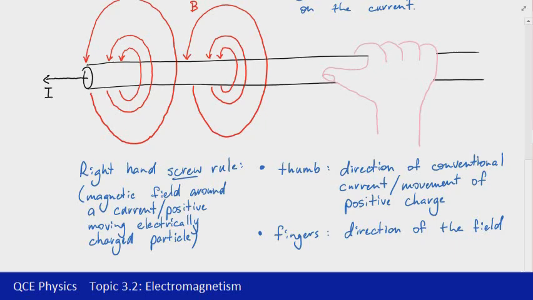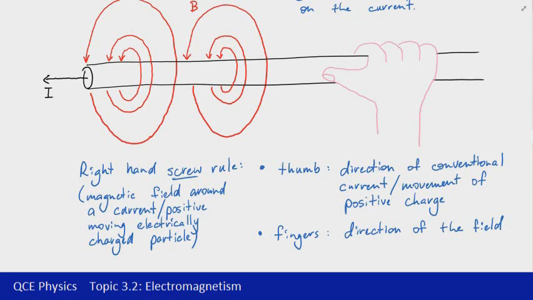So hopefully that's clear enough there, representing the thumb pointing in the direction of the current, so pointing to the left, and then you see the fingers there are meant to be curling over the top of the wire in that same direction that the magnetic field lines are moving. So thumb in the direction of the current, fingers in the direction of the field.